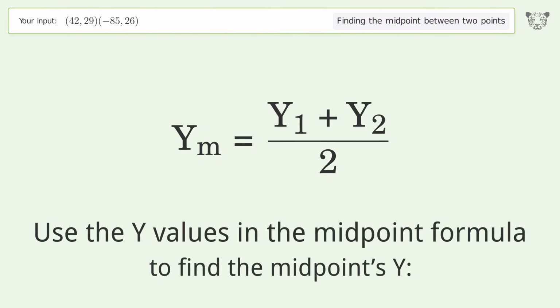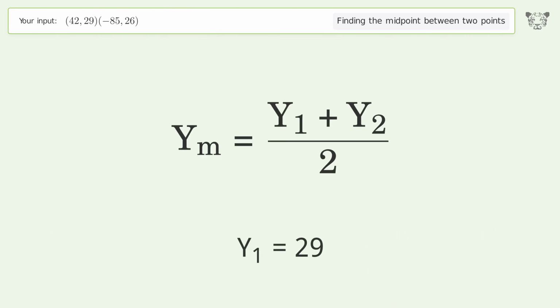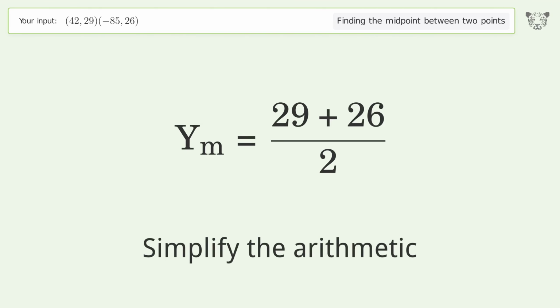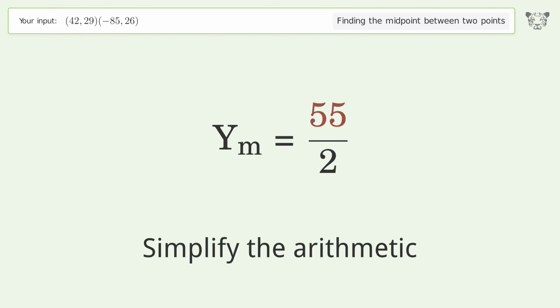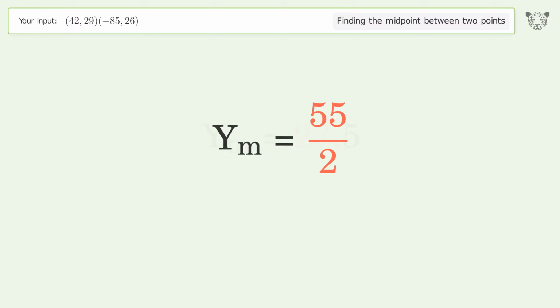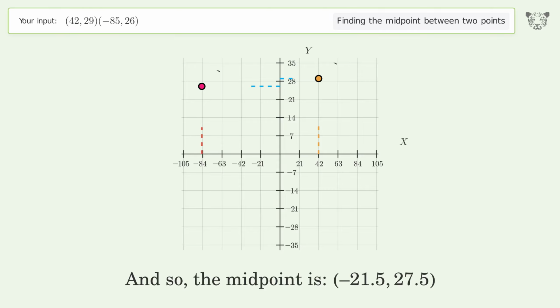Use the y values in the midpoint formula to find the midpoints y. y1 equals 29. y2 equals 26. Simplify the arithmetic. And so, the midpoint is negative 21.5, 27.5.